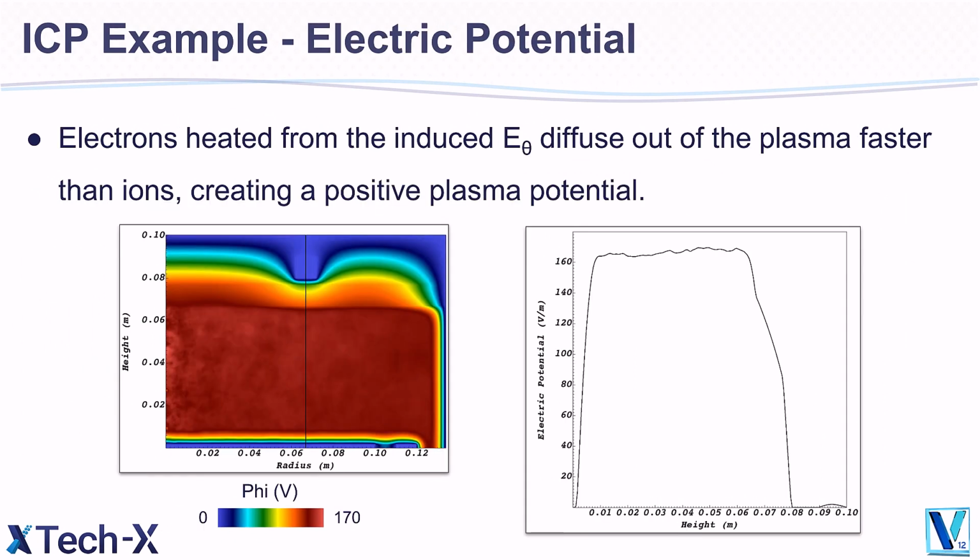The electric potential also looks how you would expect. Electrons are heated from the induced field and diffuse out of the plasma faster than ions, creating a positive plasma potential. Inside the plasma, the potential is fairly uniform, which is what you would expect in only 2 RF cycles. But you can see the geometry has the potential set to ground where it should be, and Neumann boundary conditions are featured for the focus ring and this wall gap.